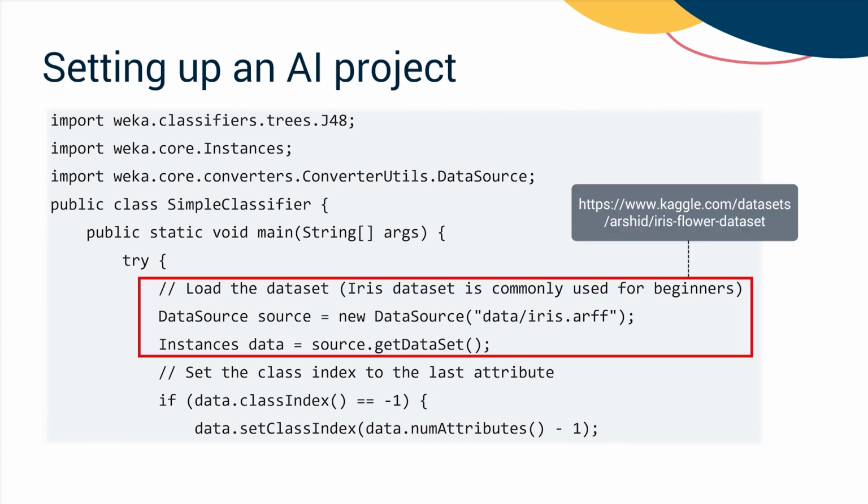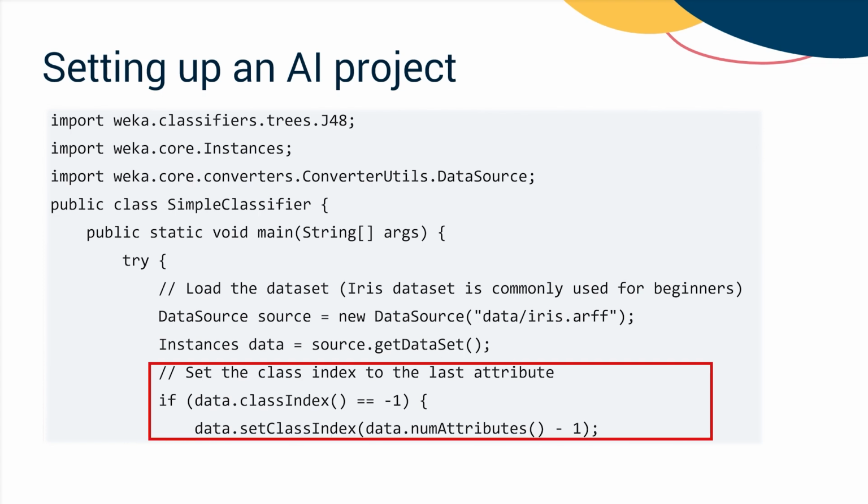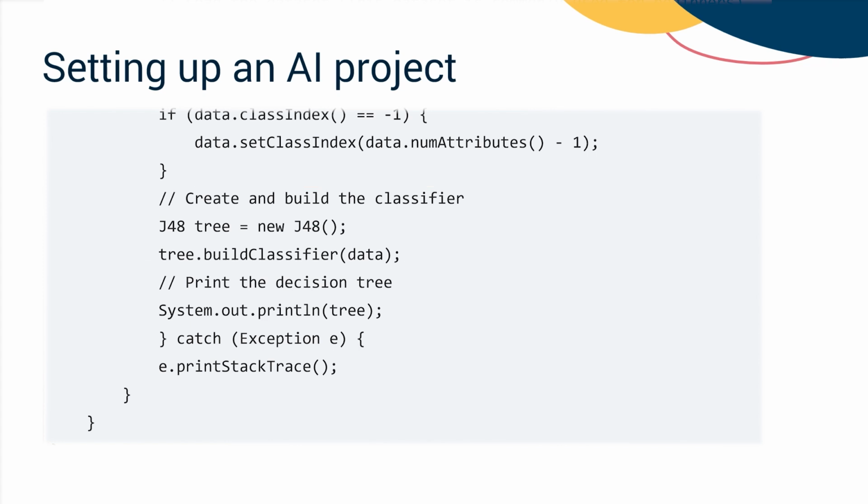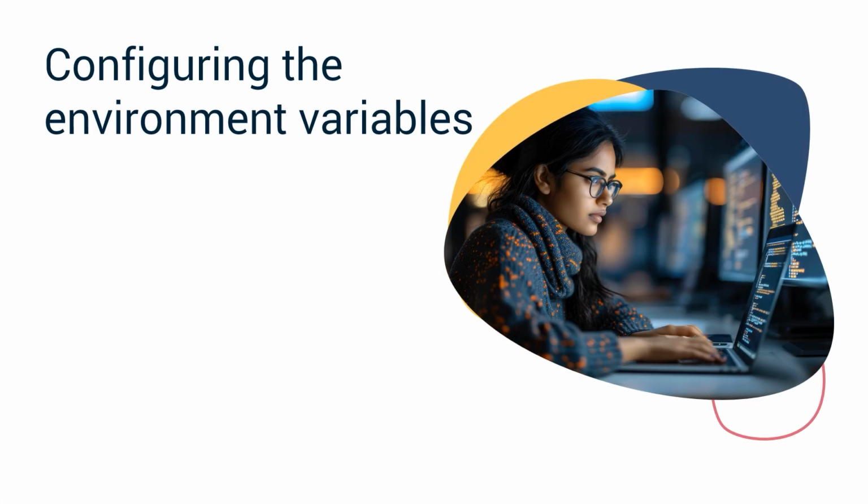This code will load the famous iris flower dataset from the location https://www.kaggle.com/datasets/arshid/iris-flower-dataset. It will set the class index, the attribute you are trying to predict. Additionally, it will create a J48 decision tree classifier, build the classifier with data, and print out the resulting decision tree. For optimal performance, you must set the environment variables as in the code displayed on the screen.